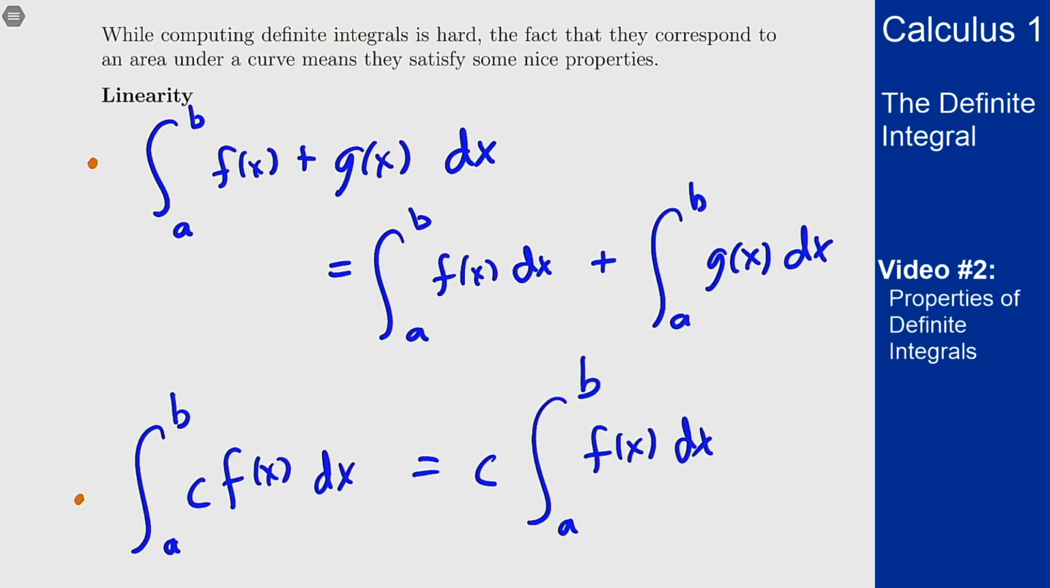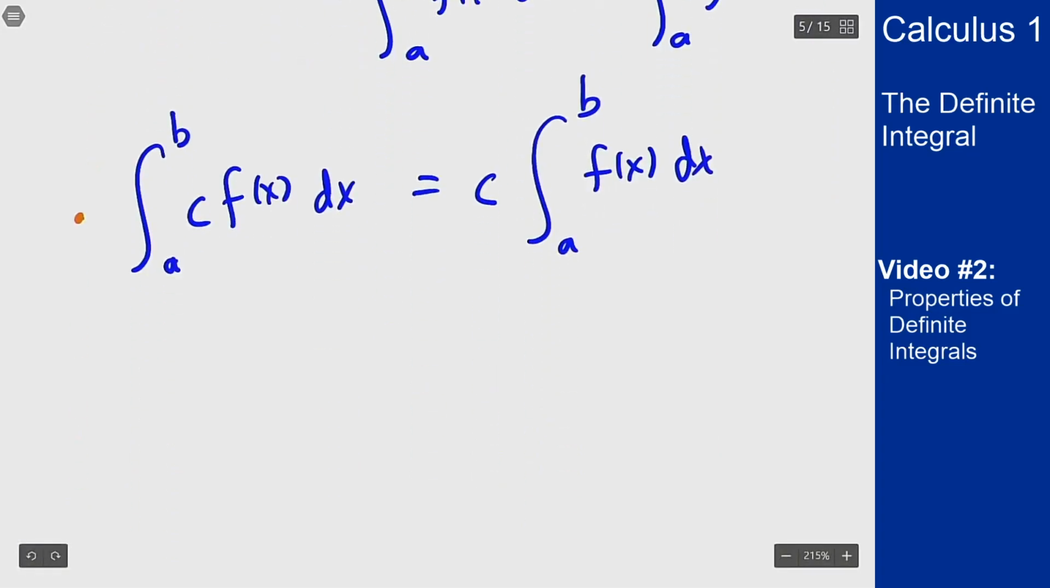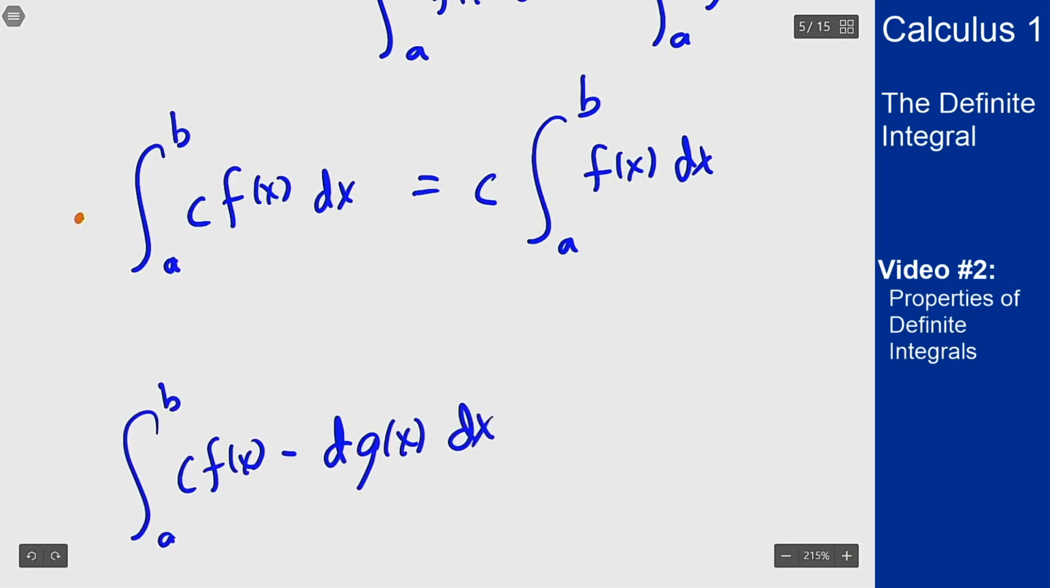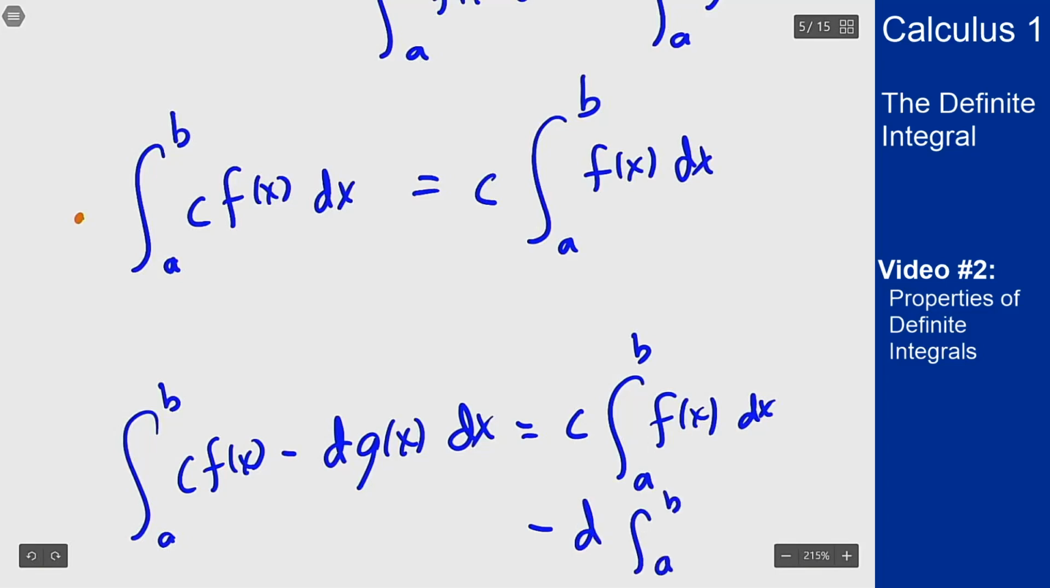It in particular tells us that the integral from a to b of c f of x minus d g of x, I can move the constants and the subtraction out. C times the integral of f of x from a to b minus d times the integral from a to b of g of x. It all works that way.